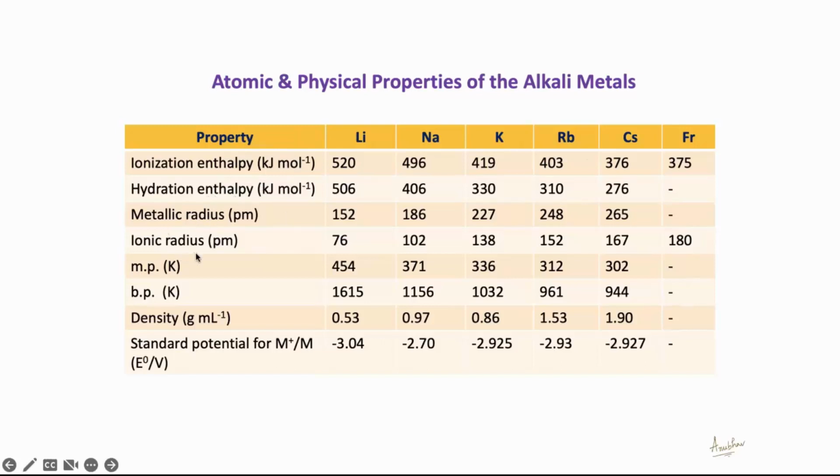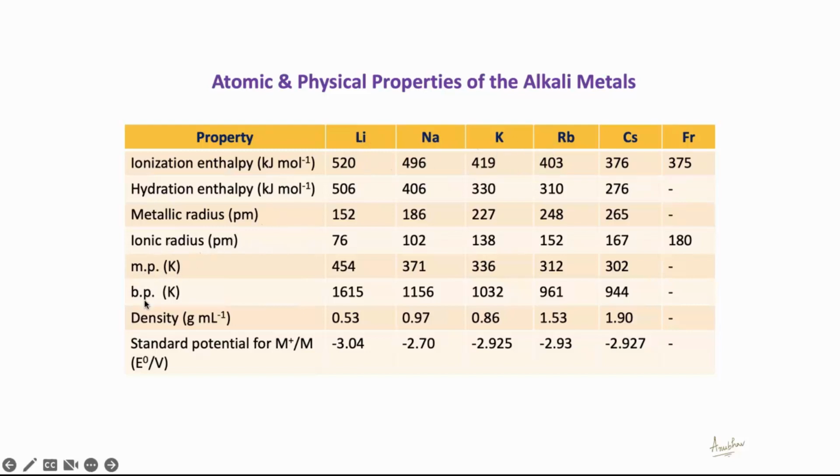The metallic radius or the ionic radius. The metallic radius means the element in its free state or its zero oxidation state. The ionic radius means the elements are in their usual oxidation state. In this case, all the alkali metals have their usual oxidation state of +1. That's why when we discuss this ionic radius, all the metals will be in their +1 oxidation state. So lithium plus, sodium plus, potassium plus, and so on.